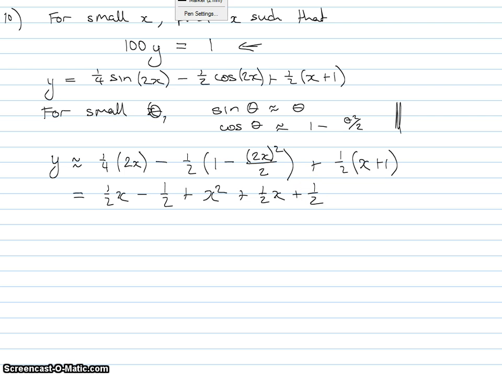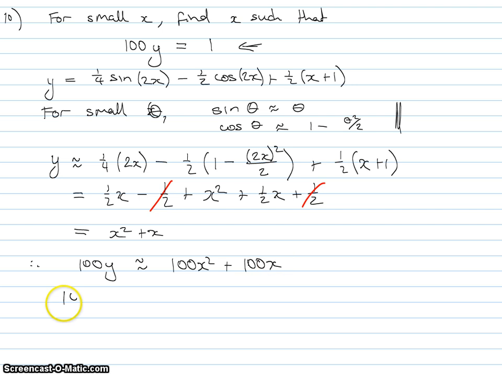So when we look at this, what do we see? We see that this and this cancel, these two combine, and what we are left with is x squared plus x. So therefore, 100y will be approximately equal to 100x squared plus 100x. And therefore, the equation we want to solve is 100x squared plus 100x equals to 1. Or rather, 100x squared plus 100x minus 1 equals to 0.